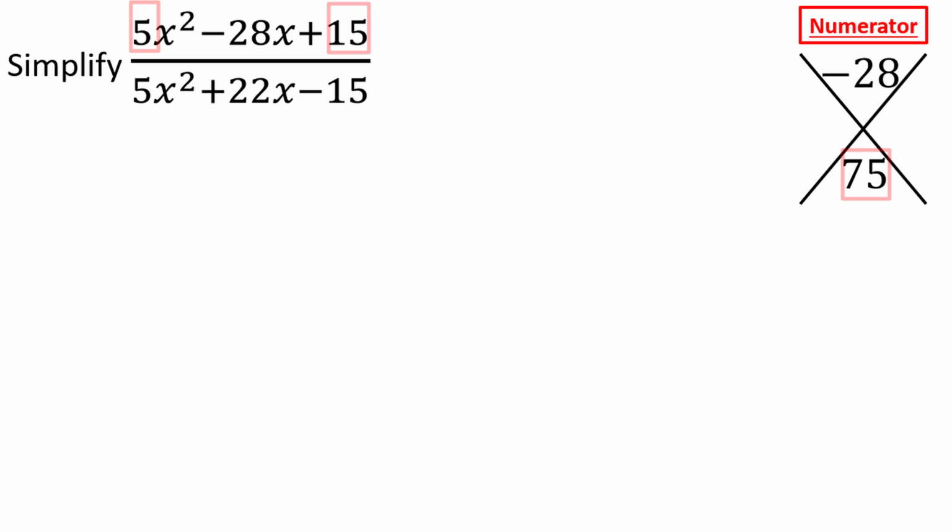This one is a little bit tricky. I know that the two numbers need to be negative, as that's the only way they can multiply to a positive number and add to a negative number. It turns out the two numbers are negative 25 and negative 3.